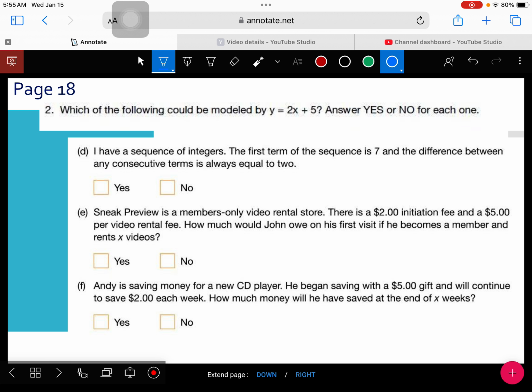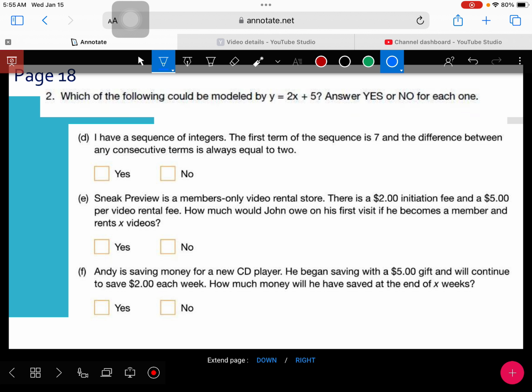Okay. Let's take a look at the next ones, D, E, and F, and these should be the last ones. I have a sequence of integers. The first term is 7, and the difference between any consecutive numbers is always equal to 2. Let's go back. Sequence of integers. The first term is 7. The difference between the consecutive terms is 2.